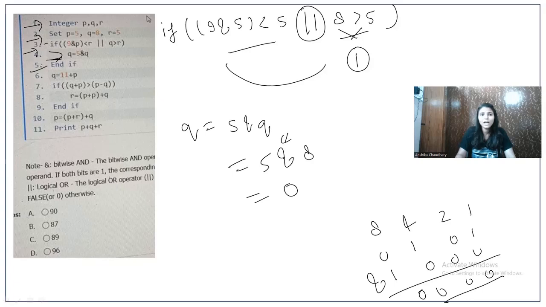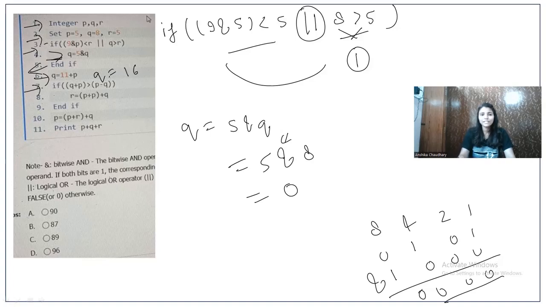Now we come out of the if part, and at the sixth line we need to again update the value of Q by Q plus P. What is the value of P? P was 5, so 11 plus 5 will become 16. All right, so this time the Q value is 16.